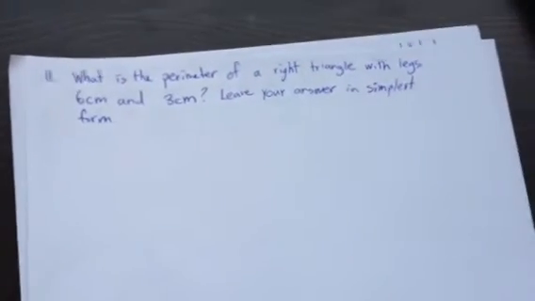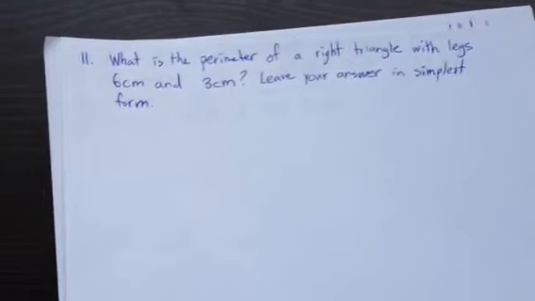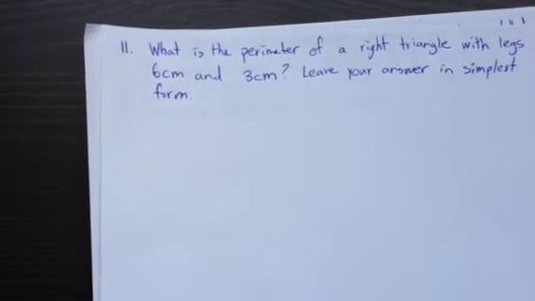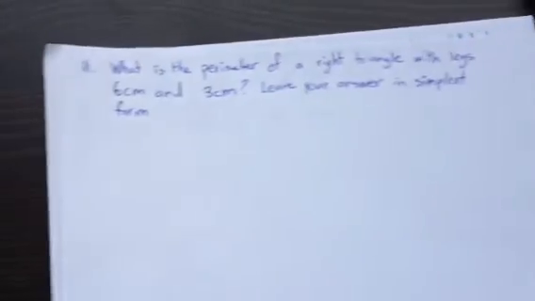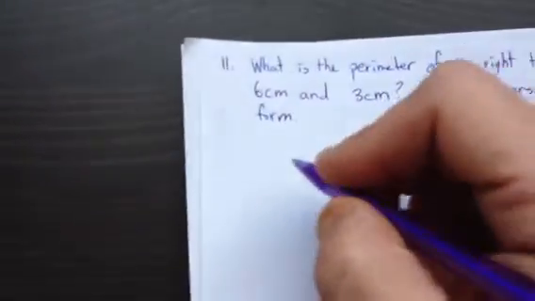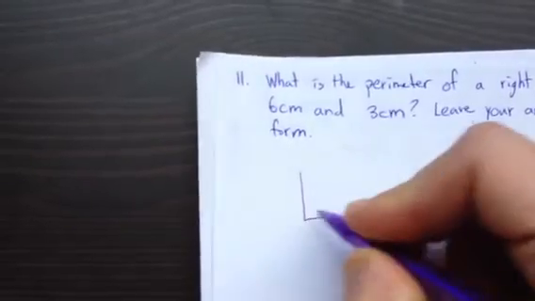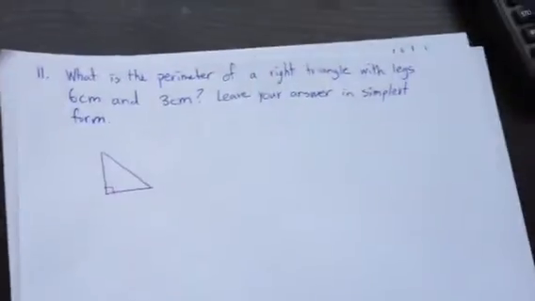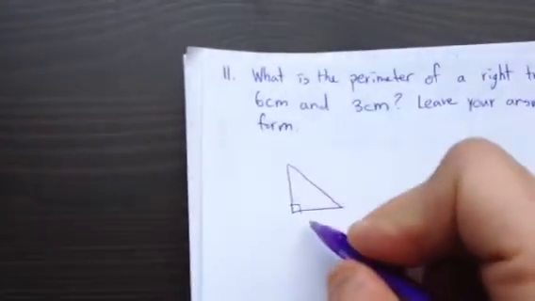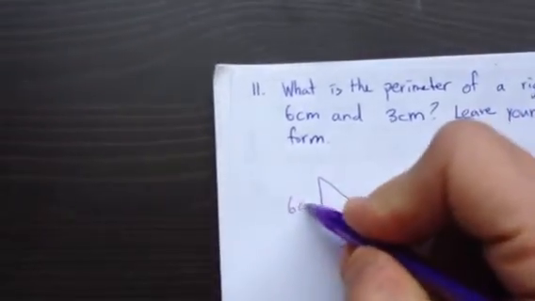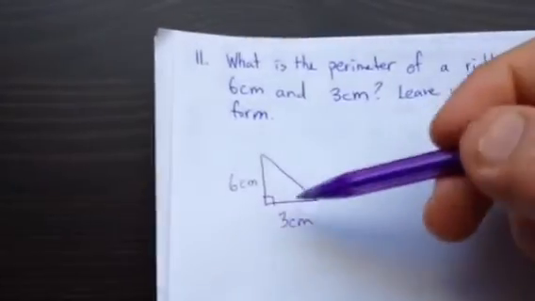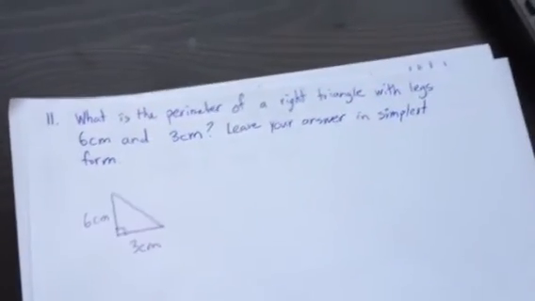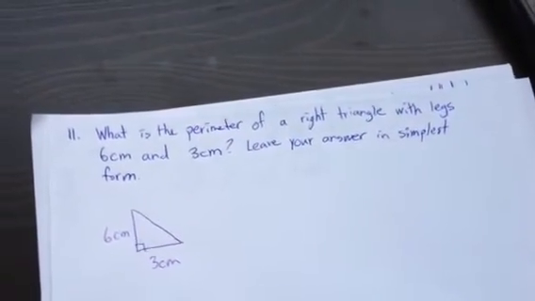If I take a look at another problem, if I go to my review and I take a look at number 11, it says, what is the perimeter of a right triangle with legs 6 centimeters and 3 centimeters? So if I draw a right triangle, straight up and straight across, where they're 90 degrees, that's what right triangle means. It says that the legs of the right triangle are 6 centimeters and 3 centimeters. That means this leg is 3 centimeters and this leg is 6 centimeters. Okay? It doesn't give you the hypotenuse.